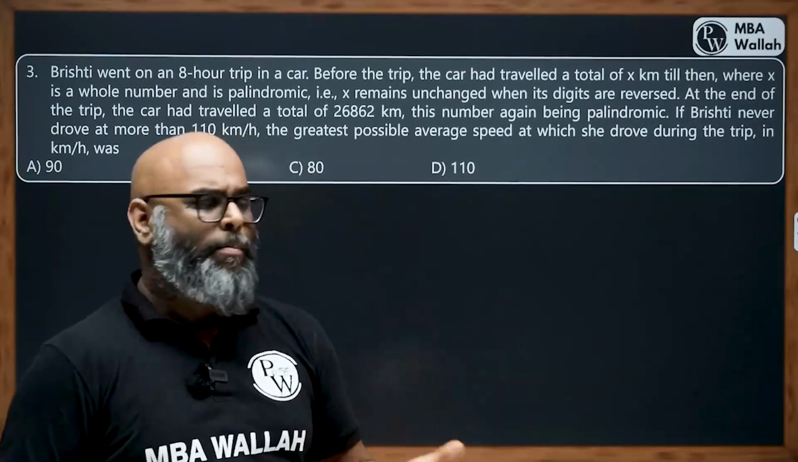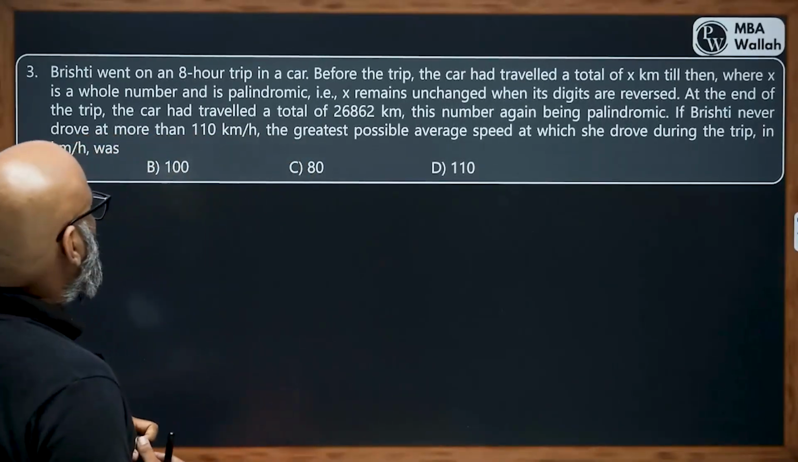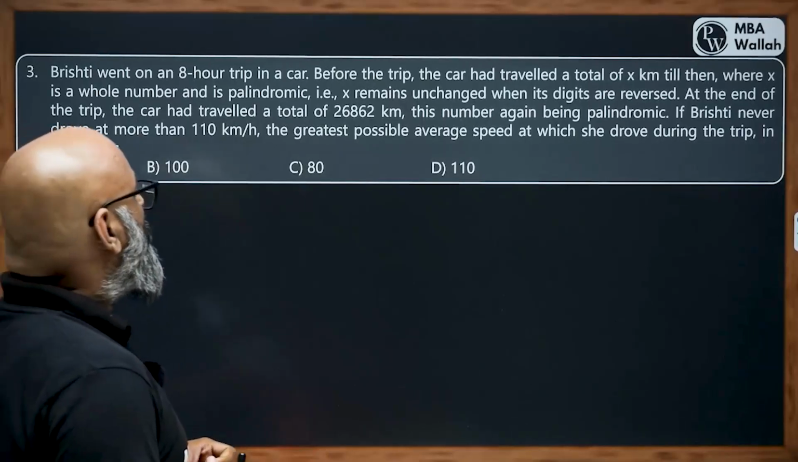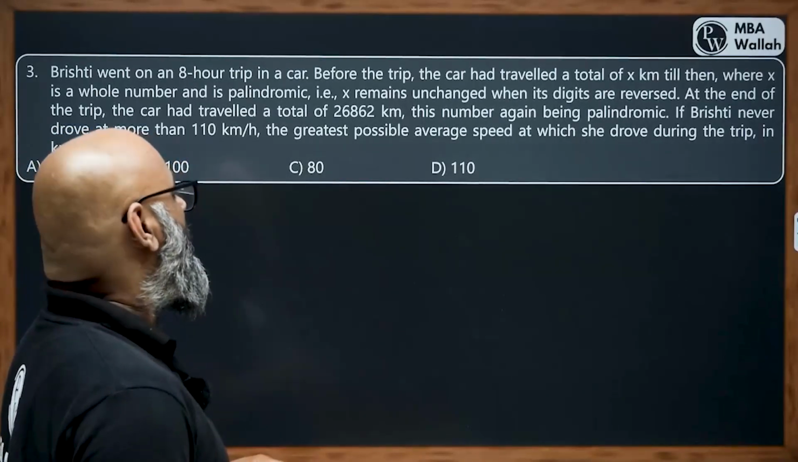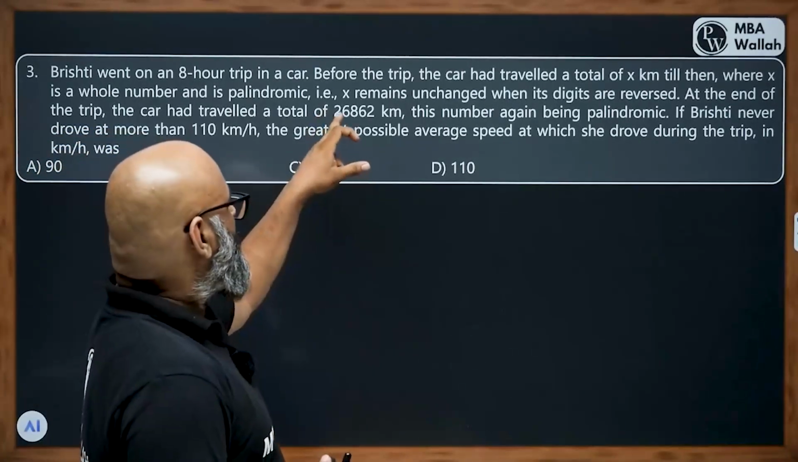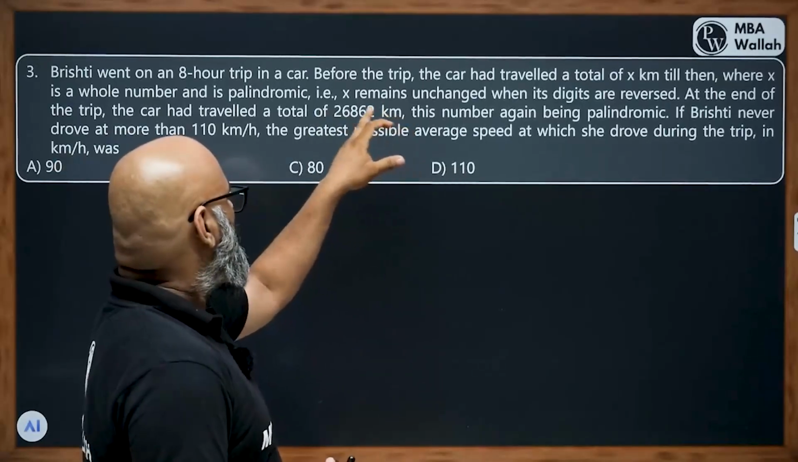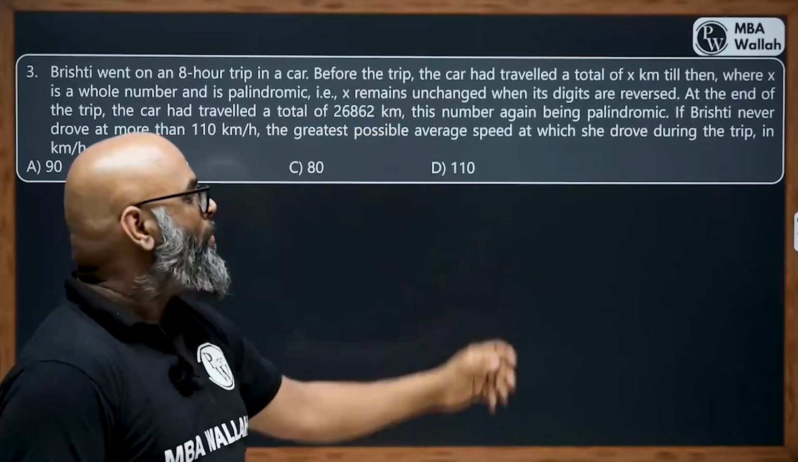At the end of the trip, the car had traveled a total of 26862. This again being palindromic. 26862. Read it from the back, 26862. That is also a palindrome.